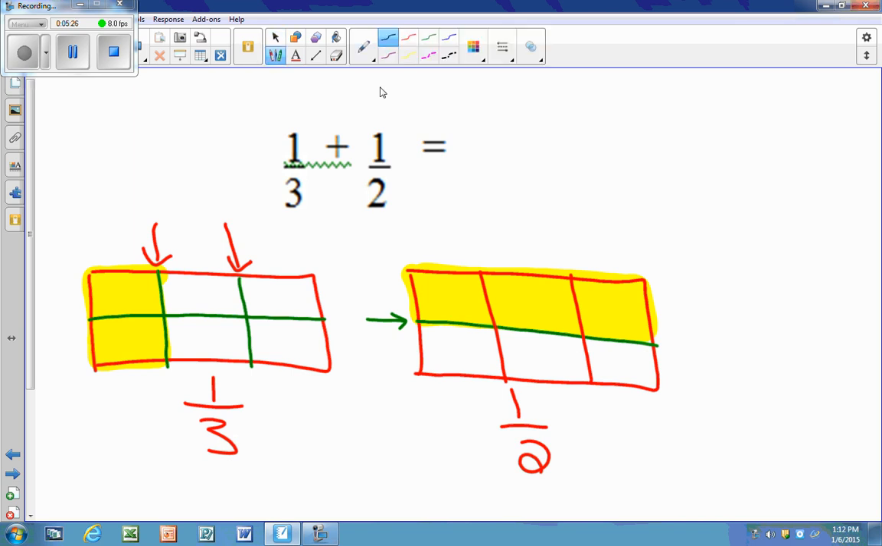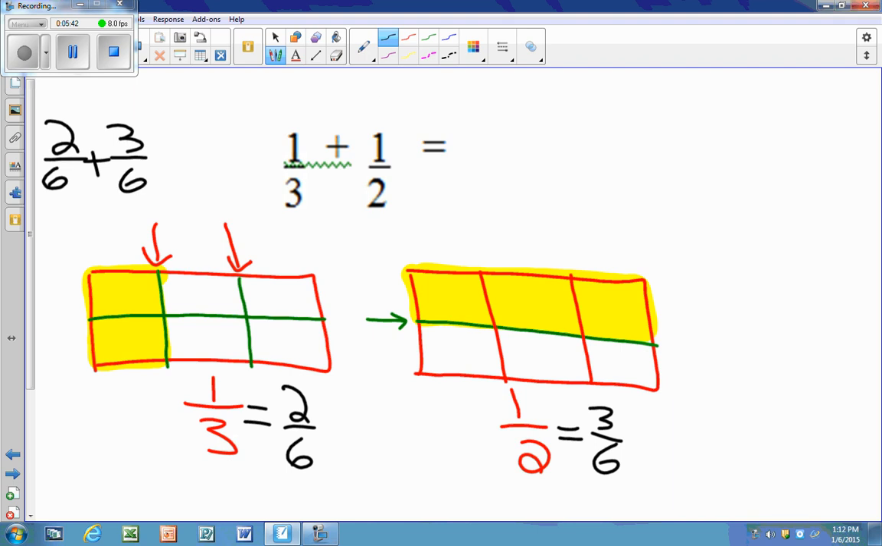Now my new fraction over here that's equivalent to 1/3 is 2/6. And my new fraction over here that's equivalent to 1/2 is 3/6. And now I rewrite my problem showing 2/6 plus 3/6, and I have 5/6. And I cannot simplify that, so it's in its lowest terms.